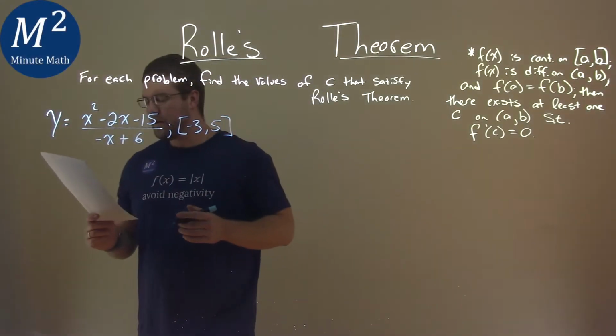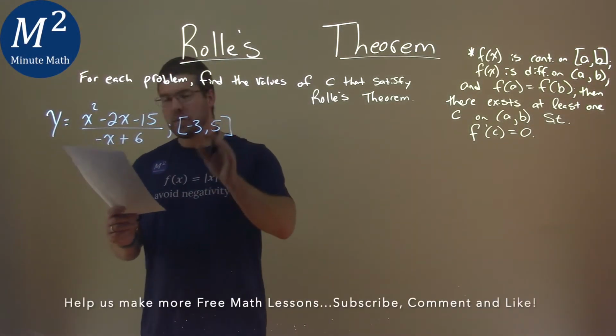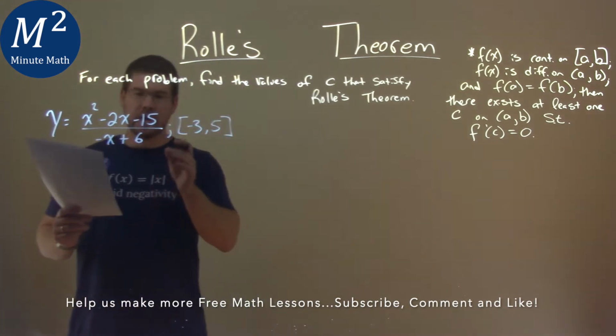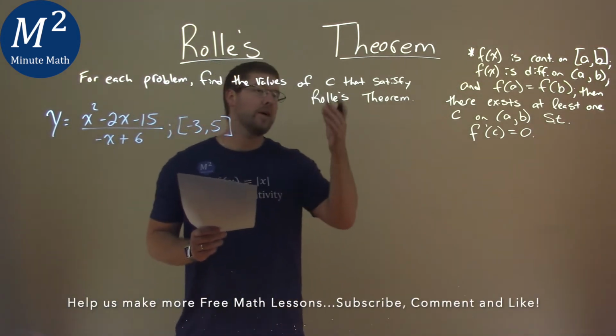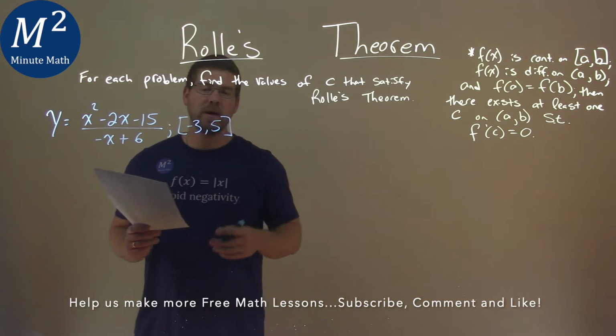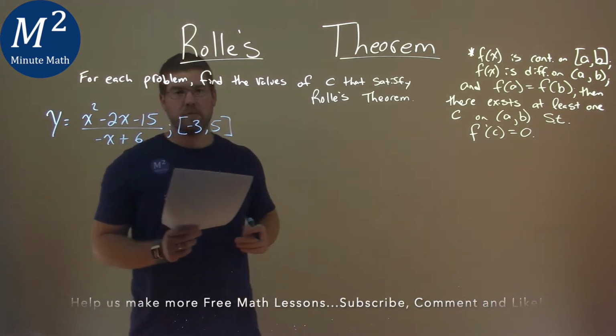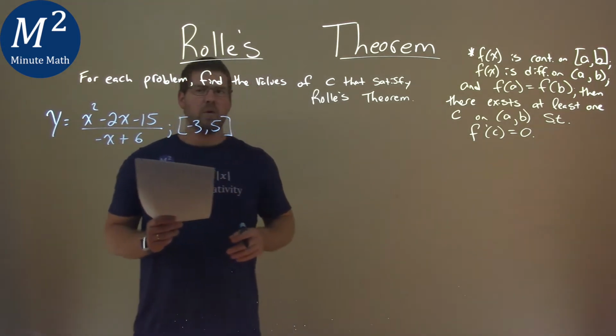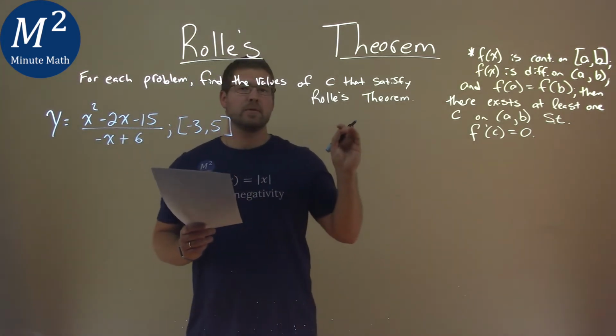We're given this problem right here, y equals x squared minus 2x minus 15 over negative x plus 6, and we want to find the values of c that satisfy Rolle's theorem on an interval from negative 3 to positive 5. Luckily for us, our function is continuous on a to b.